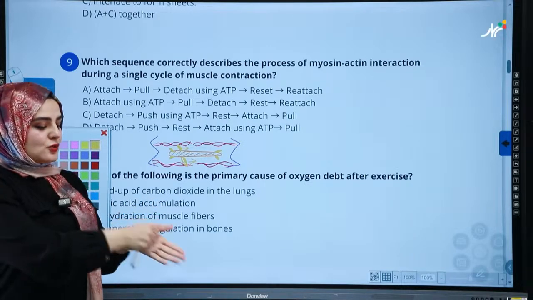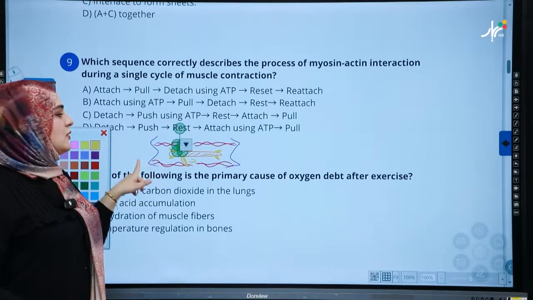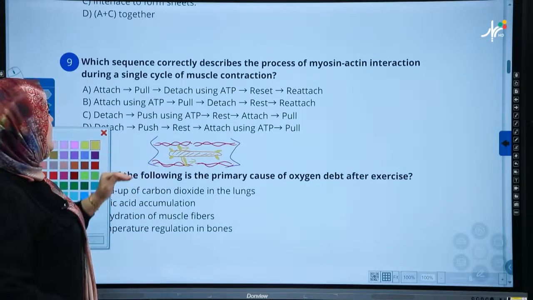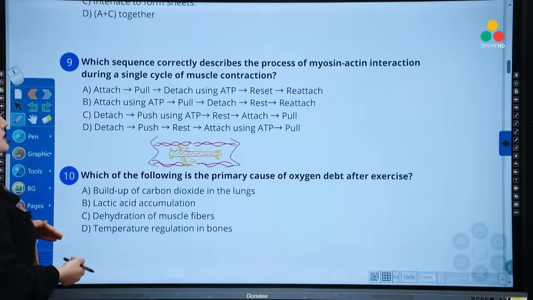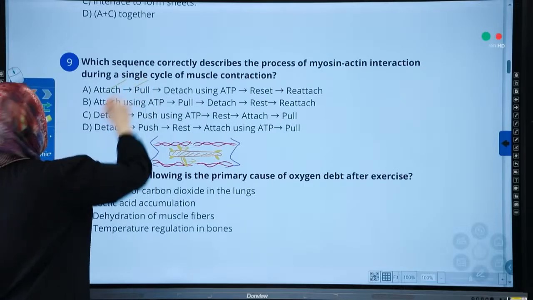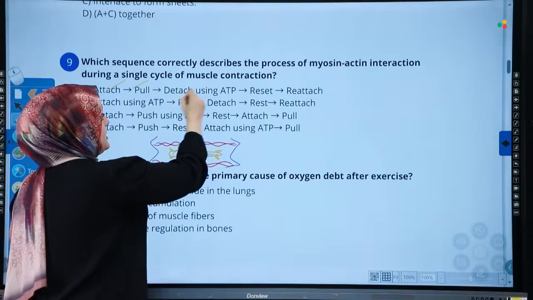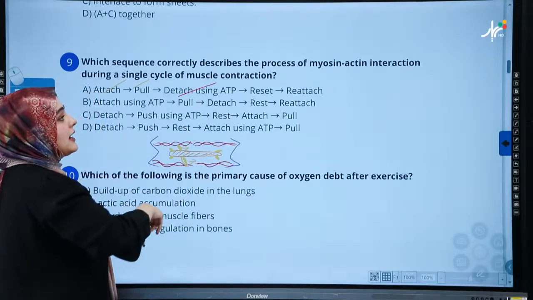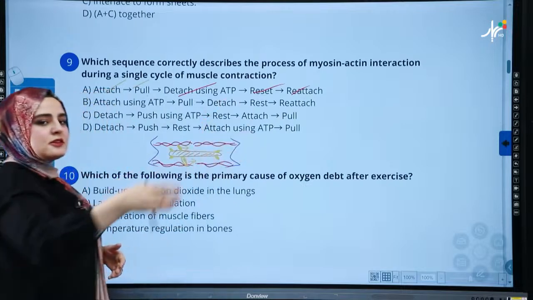It's the same thing. So taking it away requires more force. The oval head, in order for it to detach, requires energy. Let's see which one of these is telling us that it starts with attach. Attach, pull, correct. Let's change the color. Detach using ATP, that's correct actually. And then rest, okay, and then reattach, and the process is going to continue.